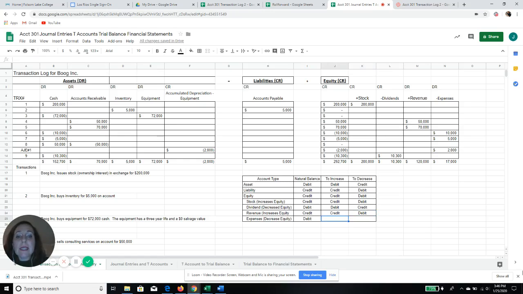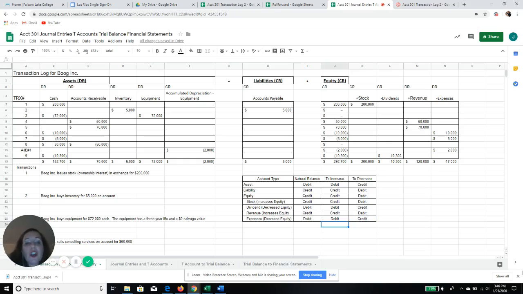Expenses decrease equity. They have the opposite balance from equity, or a debit balance. So if we want to increase expenses, we debit the account. And if we want to decrease expenses, we credit the account.